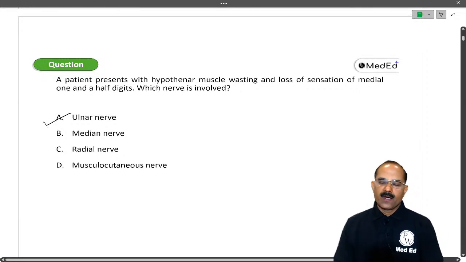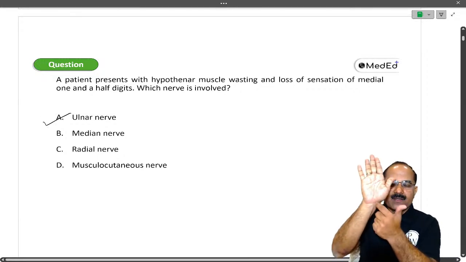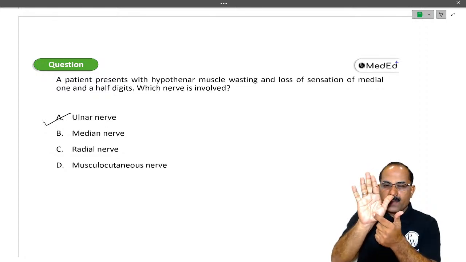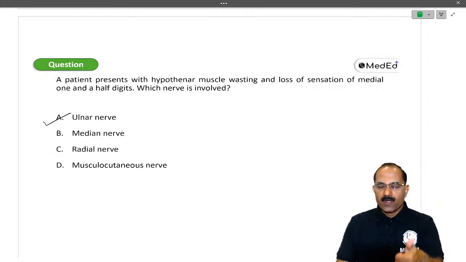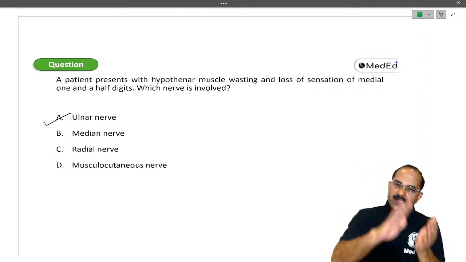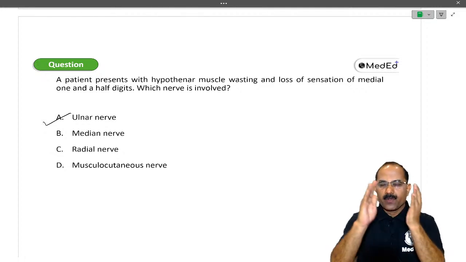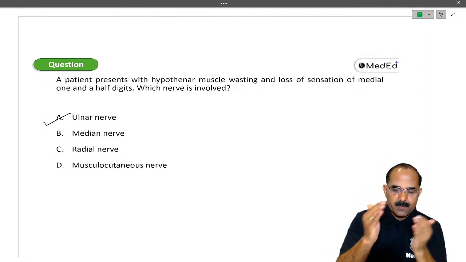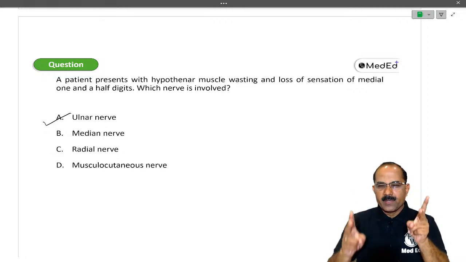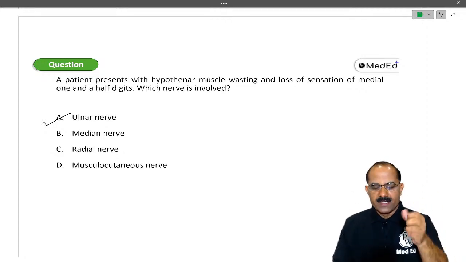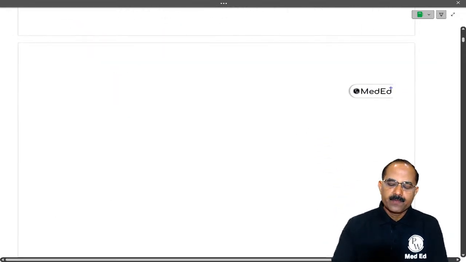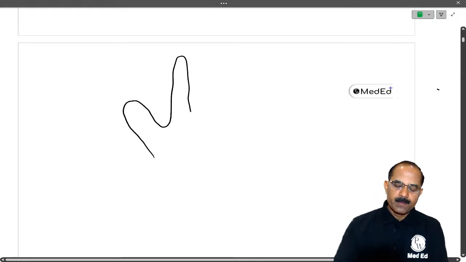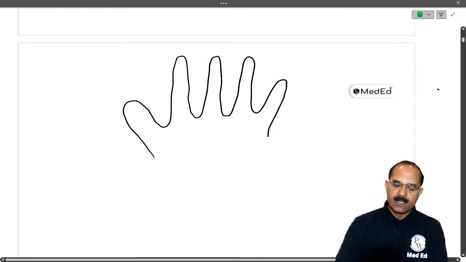Ulnar nerve. Now tell me bachcho, who supplies the muscles of the thenar eminence? Median nerve. तीन muscles of that thenar eminence में abductor pollicis brevis, flexor pollicis brevis, opponens pollicis, and two lumbricals, number first and second. So 5 muscles are supplied by median nerve in the hand. How many muscles does the ulnar nerve supply? Ulnar nerve supplies 15 muscles in the hand.